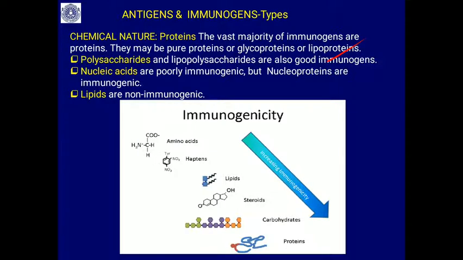Lipids are non-immunogenic. Based on this, smaller amino acids and haptens are not immunogenic. Lipids and steroids are poorly immunogenic. Carbohydrates and polysaccharides are immunogenic and can elicit an immune response, whereas proteins are highly immunogenic. So depending on the immunogenicity, or on the ability to produce antibodies, this is the chemical nature of the antigens.